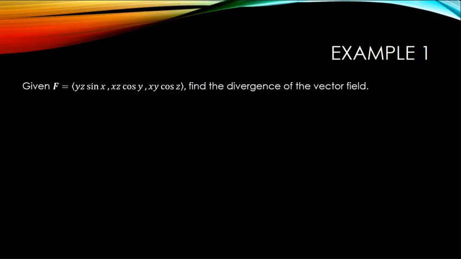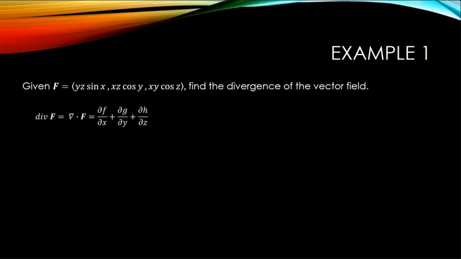Let's work an example. If I'm given a vector field F that's specified by a vector with components yz times sine of x, xz times cosine y, and xy times cosine z, let's find the divergence of the vector field.